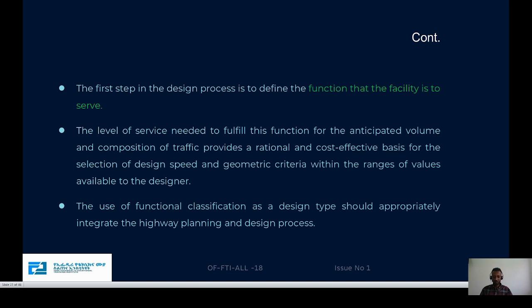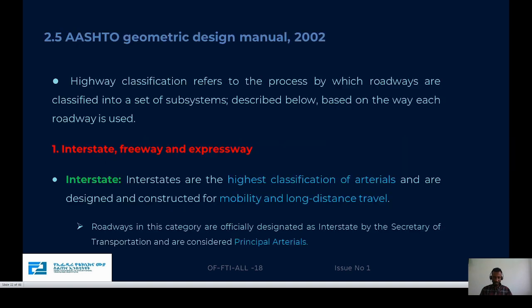The use of functional classification as a design type should be appropriately integrated into highway planning as well as the design process. So now we deal with the AASHTO geometric design manual. In the AASHTO geometric design manual, the functional classification classifies the roads, the first part being interstates, freeways and expressways.